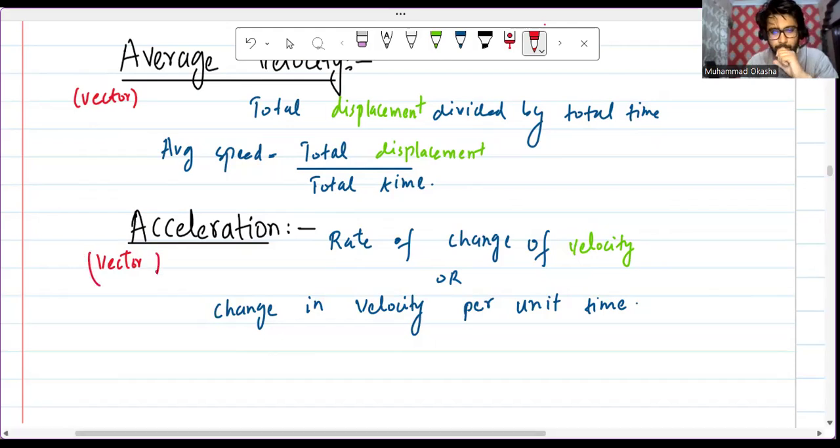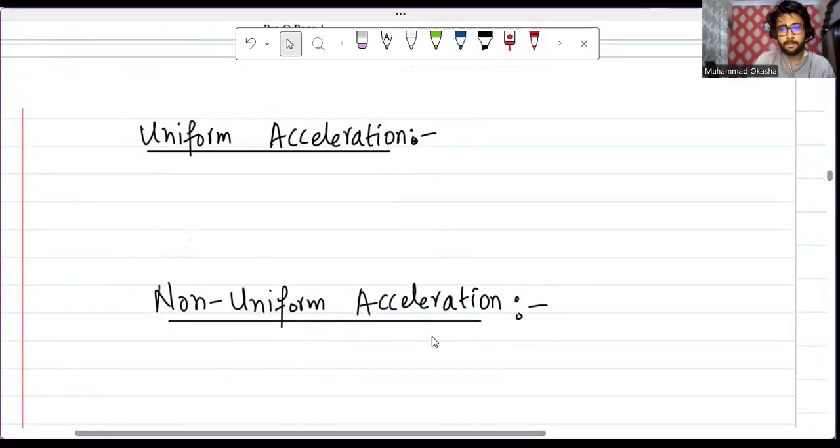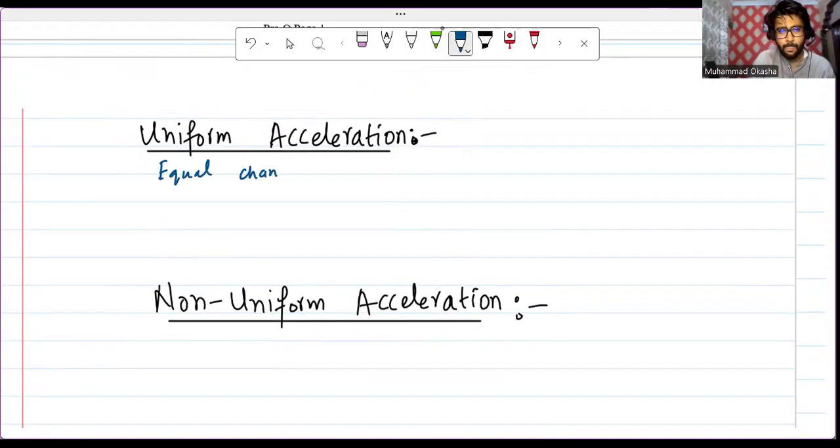Again, cool. Now we have different types of accelerations. For example, we have uniform acceleration, and uniform acceleration is whenever there is an equal change in velocity in equal intervals of time. So whenever there is equal change in velocity in equal interval of time.